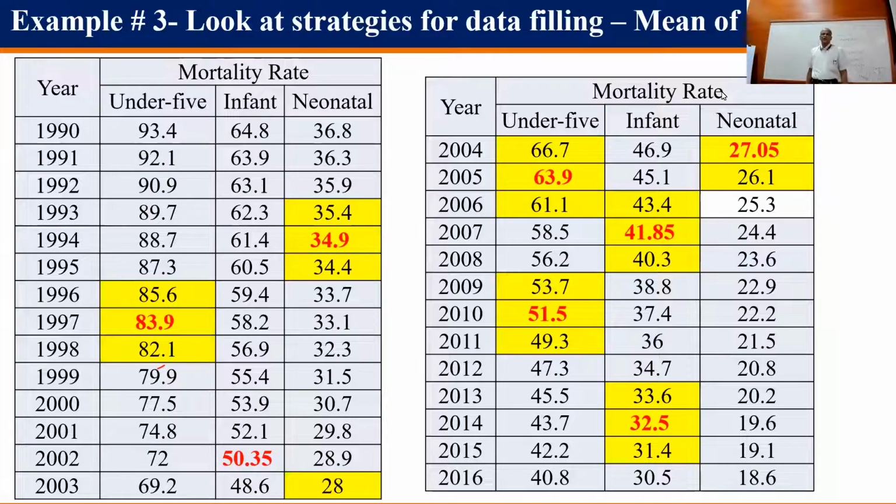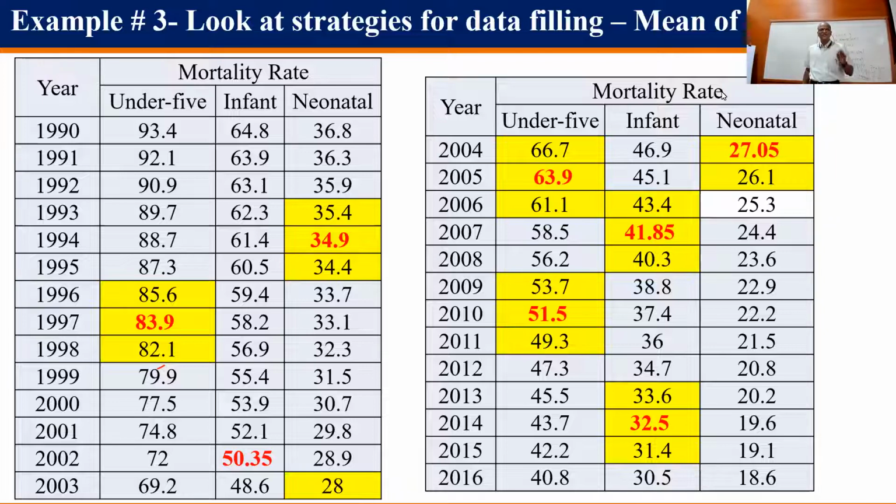Now, for example, the 1997 under 5 mortality rate was missing. So now what I can do is highlight it with yellow, and then take the average of one data point above it and one data point below it. I'll come again. 1997 is missing. So 85.6 plus 82.1 divided by 2, 83.9, which is entered in red. That is filled out. That means we have done data cleanup. Okay, so I have entered now 83.9.